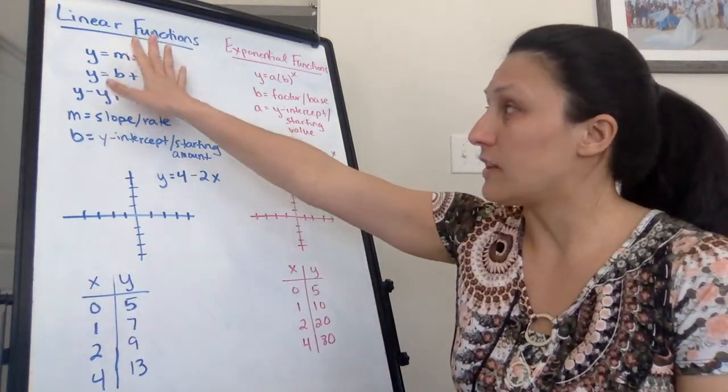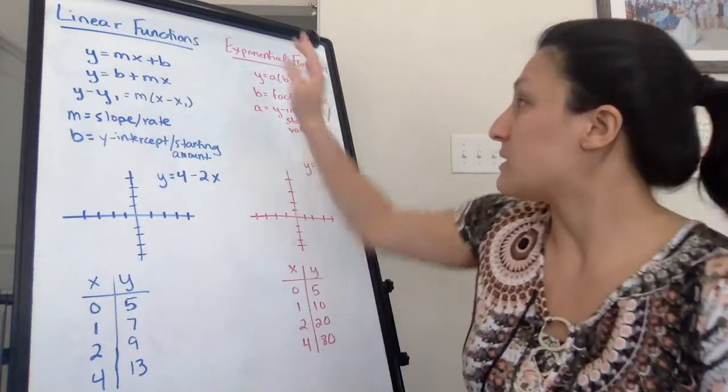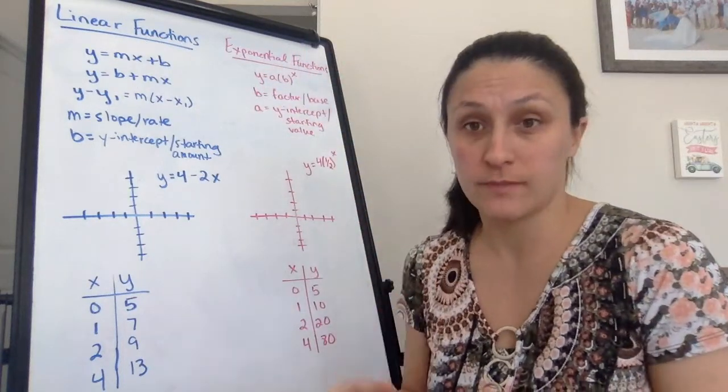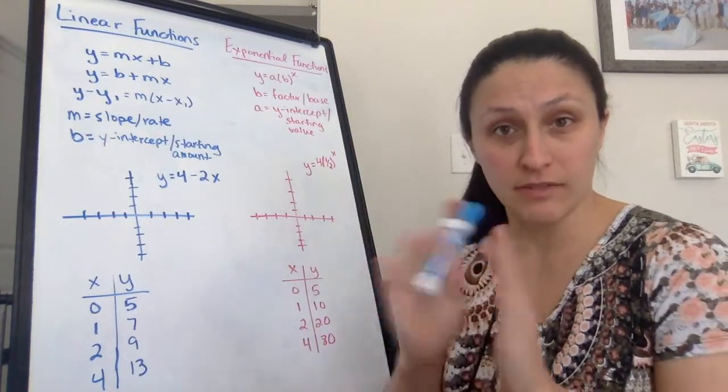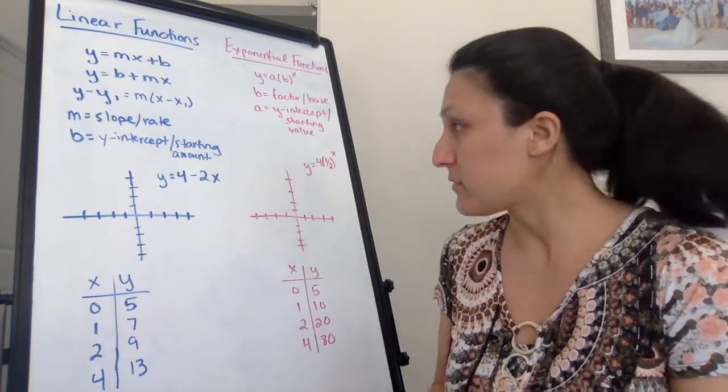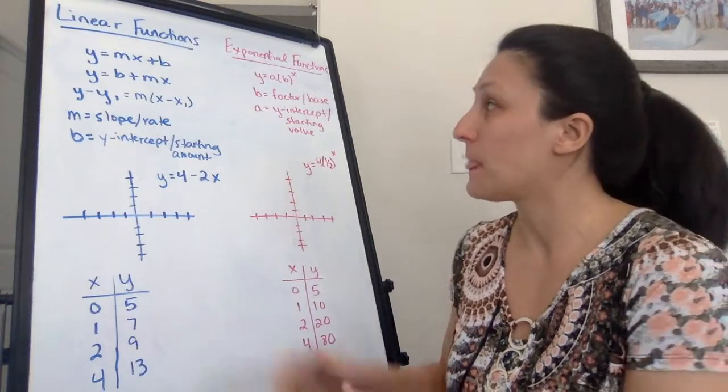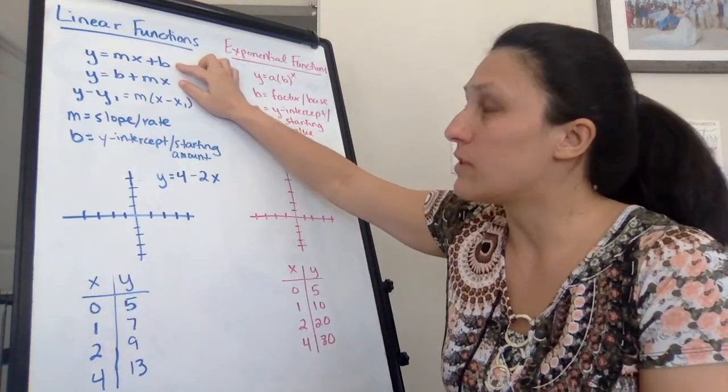Linear functions look like straight lines. Exponential functions are curves. Now, there's no such thing as a curved line, so don't call them lines. Not every function is a line. Only linear functions are lines. This is the general form of a linear function.